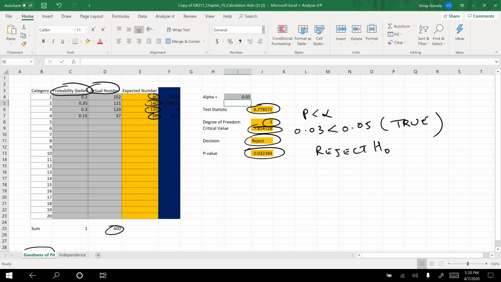So that's how you are going to solve these problems. So this concludes my lecture on chi-square distribution for goodness of fit.